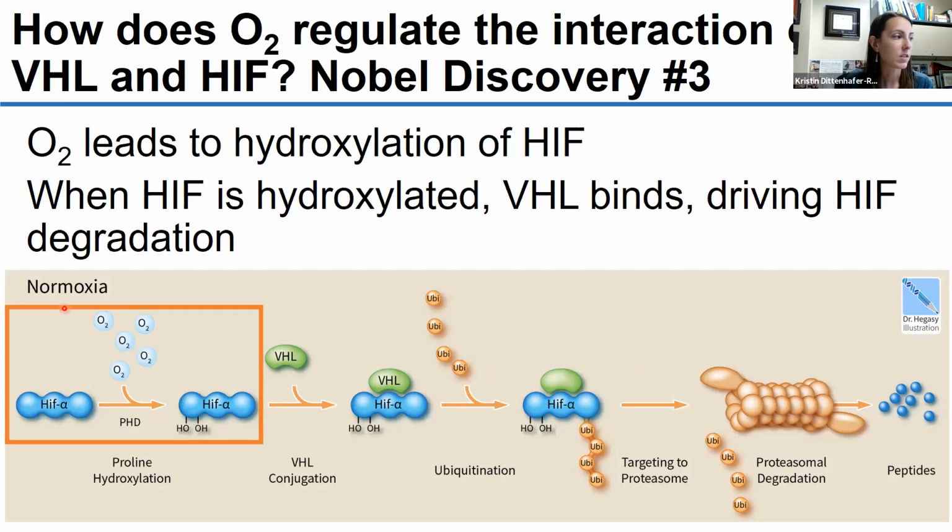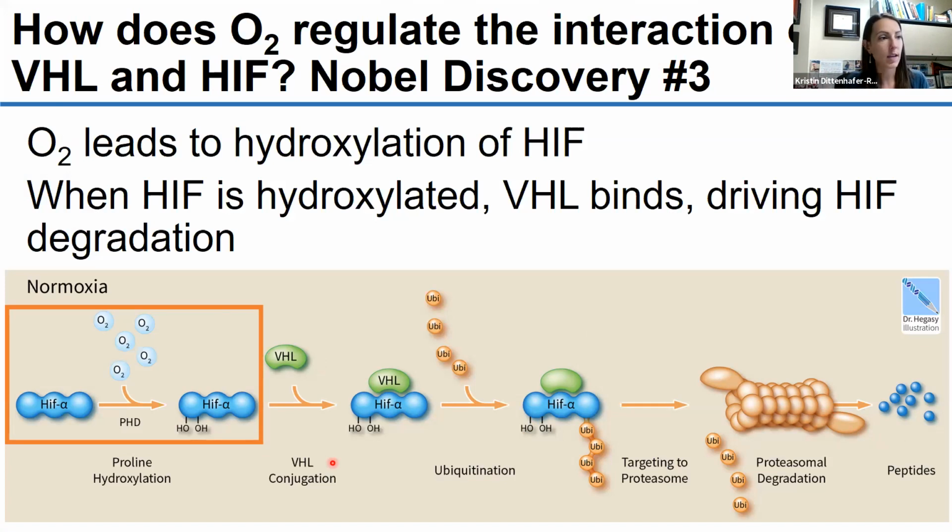So in the presence of oxygen, in a normoxic setting, we have oxygen around, and these prolyl hydroxylases, or PHDs, put hydroxyl groups onto HIF at specific proline amino acids. That hydroxylation of HIF then signals the protein VHL to bind. And when VHL binds, HIF then is degraded. So this is the mechanism of how specifically under normal oxygen levels, the HIF protein is signaled to go away, and how HIF is therefore responsive to either normal oxygen or low oxygen levels within the cell.